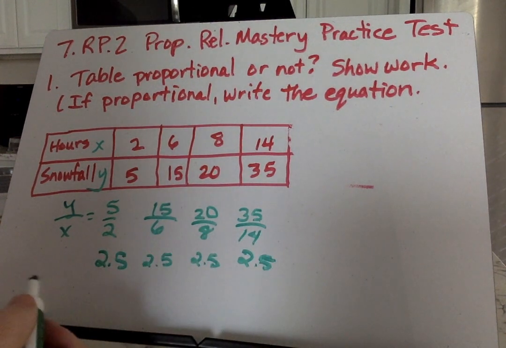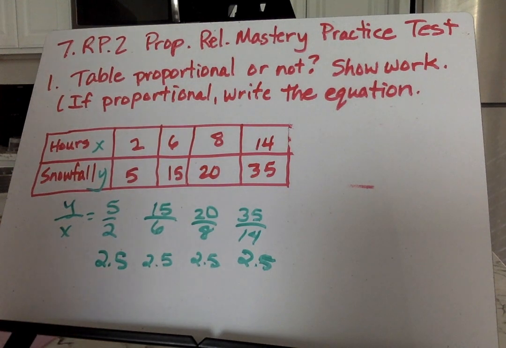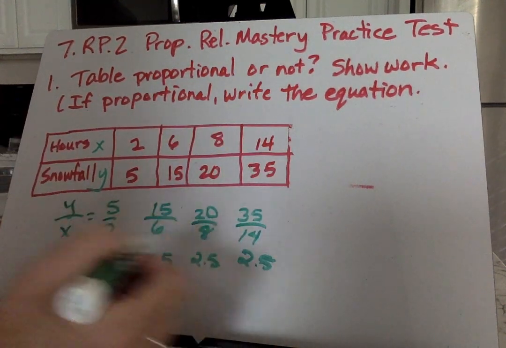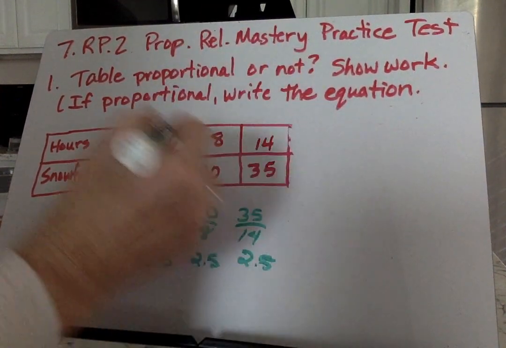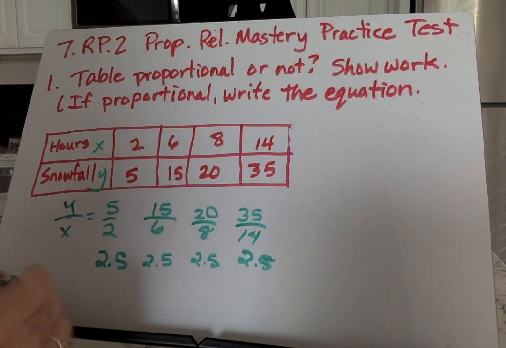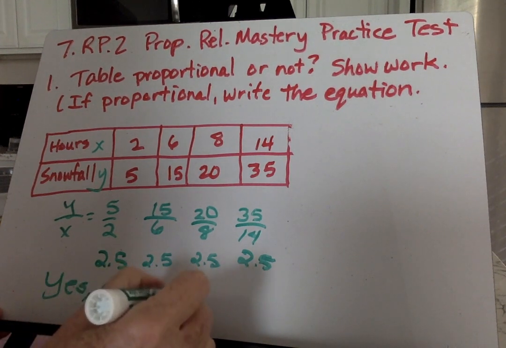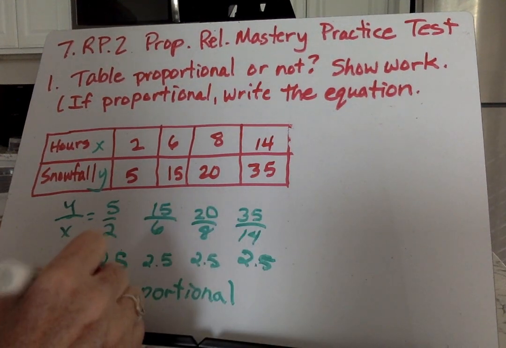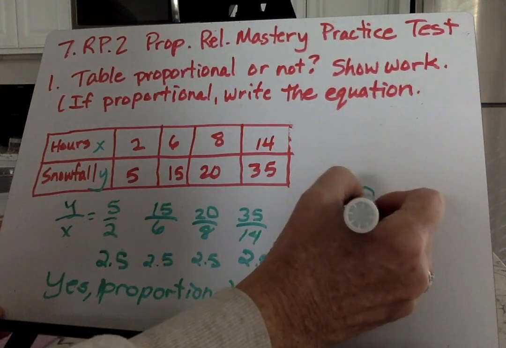Next, I'm also going to ask you to write down your equation. Okay, that should be the easy part. So you set this up, do the division, show the work that it's all 2.5. To write your equation on a proportional relationship, by the way, we would put yes, proportional. And then I'm going to go ahead and write my equation. So I want you to write your equation as well. Y equals 2.5x.